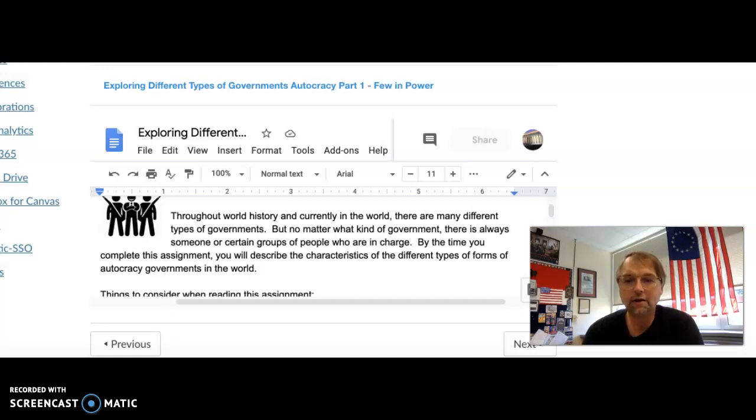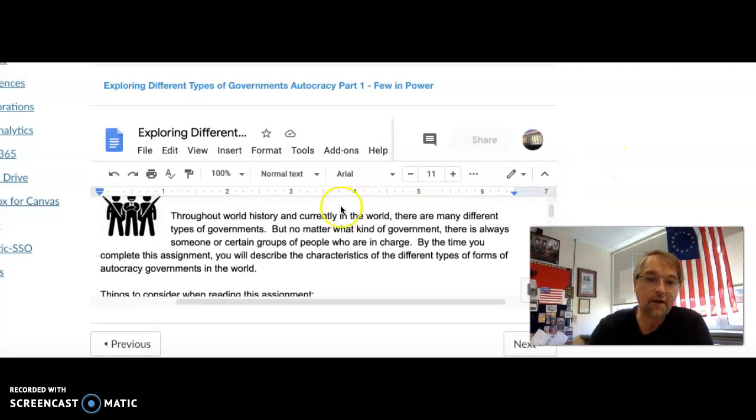Now what do those terms mean? Some of you might or might not know what those terms mean, but they're forms of government. And today we are going to learn about the kinds of governments where there's very few people in power. Part 2, we're going to focus on kinds of governments where there are more people in power. So I'm going to read along, and I'd like for you to read along with me on this handout so we can learn about the different types of governments where there's very few people in power.